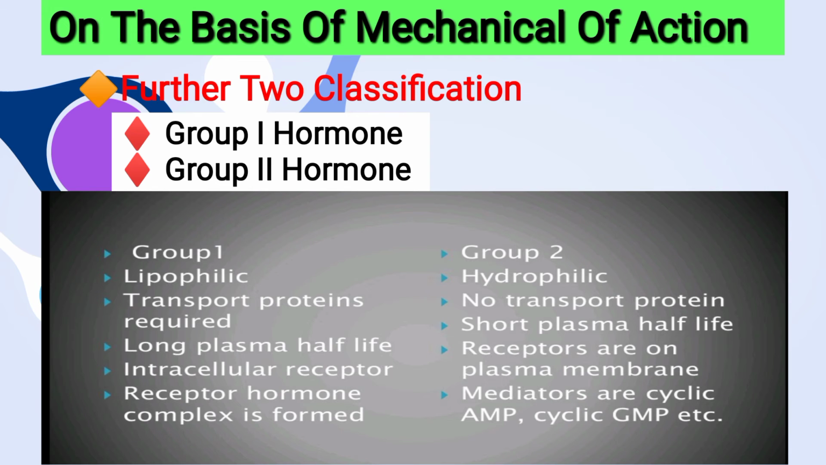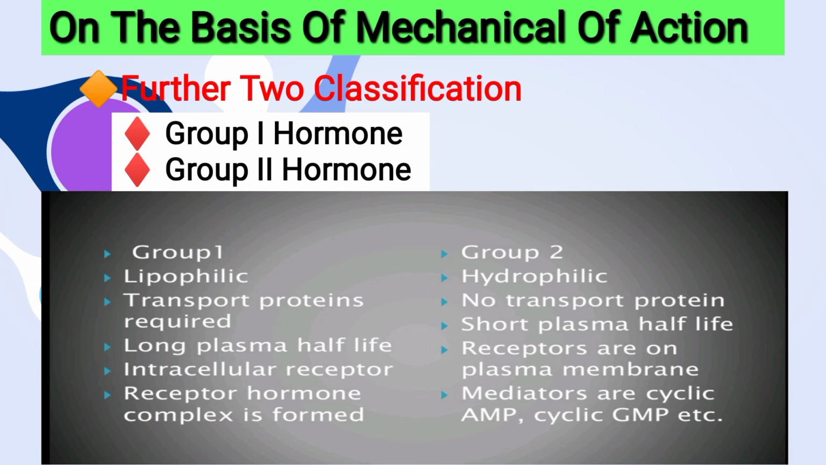These hormones usually bind to intracellular receptors, thereby forming a hormone-receptor complex. They are mostly found in general circulation in association with transport proteins. However, they have relatively longer half-lives, in hours or days. Examples of these hormones are T3, T4, estrogen, progesterone and testosterone.